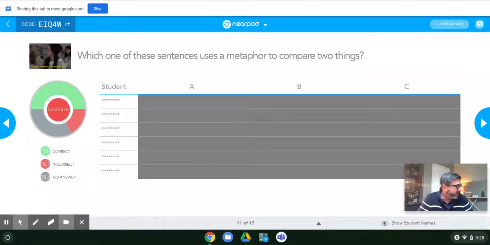So why isn't "my little brother is lazy" correct? Is he comparing his brother to anything in that sentence? No. So you've got to compare two things if you're going to use a metaphor. They're just saying that he's lazy. It's not being compared to anything. All right, so let's move on.